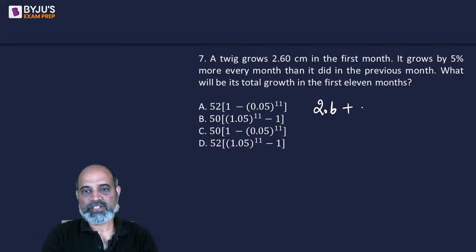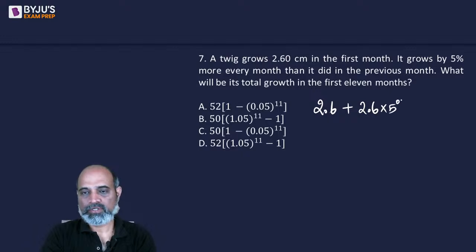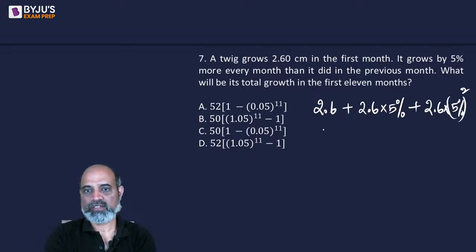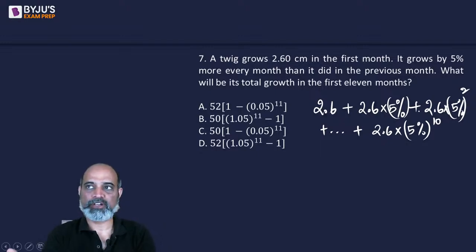Next time it is going to grow by previous ka 5%, and this will continue. In the 11th month, it will grow by 2.6 into 5% whole to the power 10. Why 10? Because we are supposed to have for 11 months growth, right?